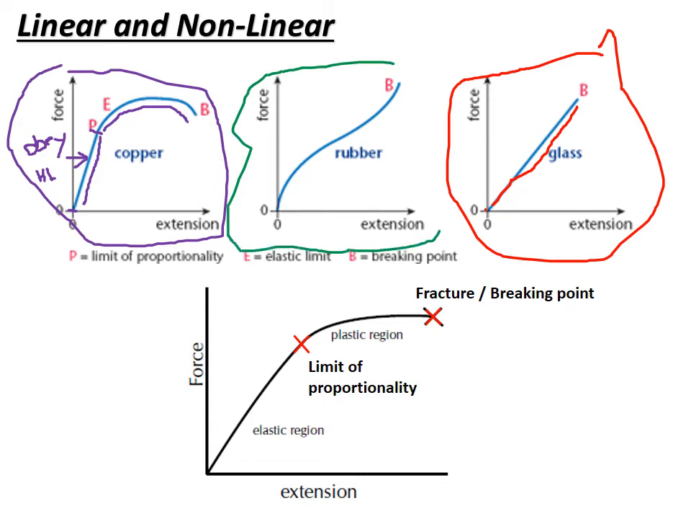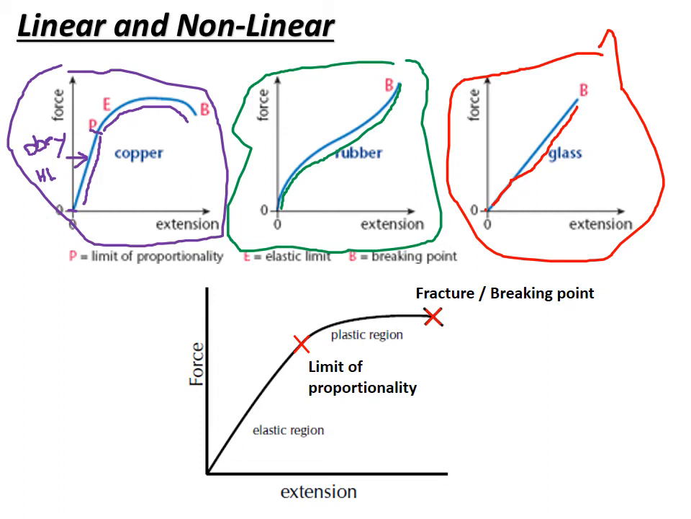Okay, let's look at the final one here, rubber. Now rubber, I think you can see, does not obey Hooke's law because there are no straight sections on that graph whatsoever. It's a curve, it curves all the way, and therefore it does not obey Hooke's law.